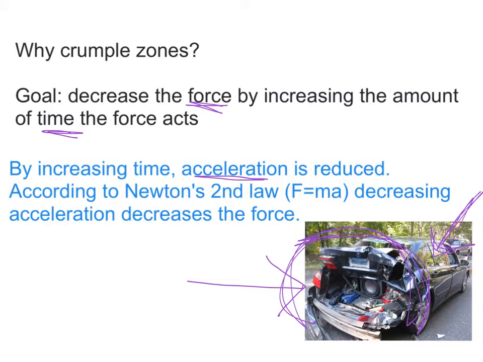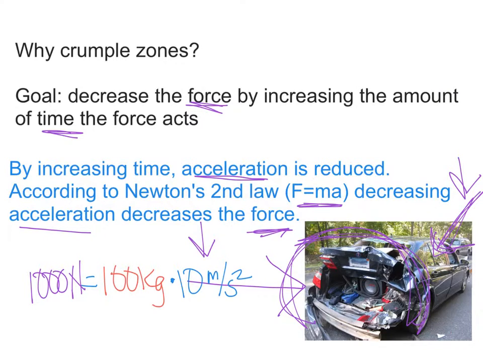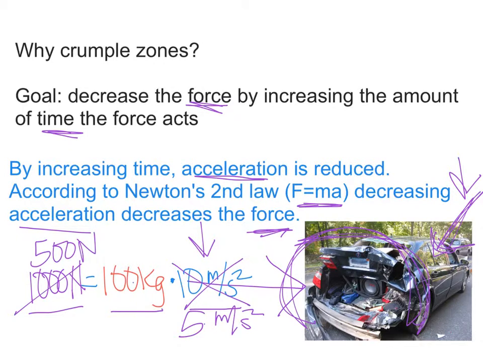And if we remember Newton's second law, force equals mass times acceleration. If we can decrease the amount of acceleration, we then decrease the amount of force acting on the object. So think about it this way. If we have an object that has a 100 kilogram mass and it has an acceleration of 10 meters per second squared, it's going to have a force of 1,000 newtons. If we can lower the acceleration to half the amount, 5 meters per second squared, 5 times 100 is 500 newtons. We have now reduced the force by half.